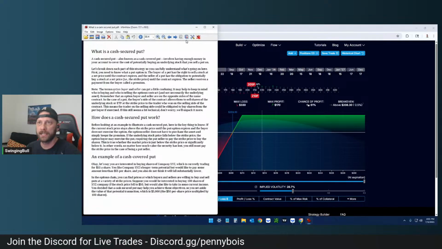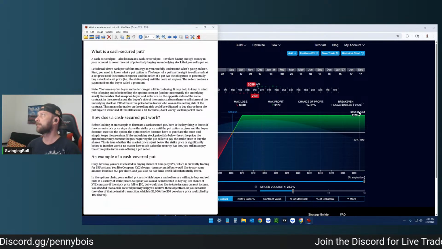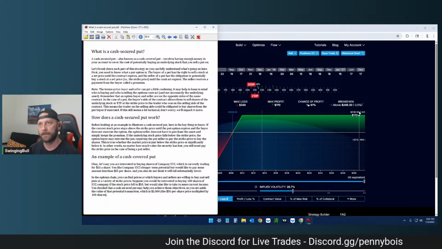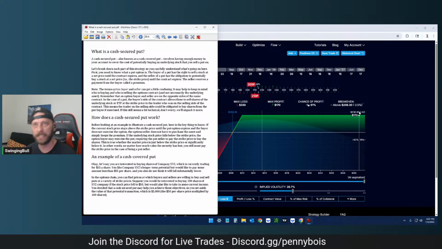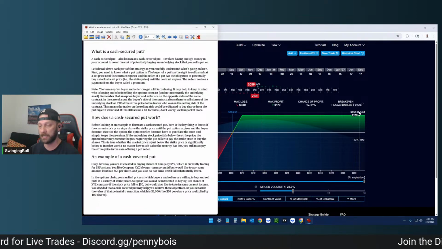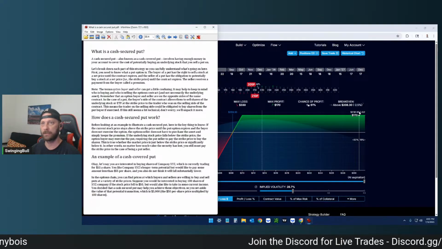So first, what's a cash secured put, right? People have heard that, and if you don't know what it is, they kind of wonder what it is. It's basically having enough money in your account to cover the cost of potentially buying an underlying stock that you sell a put on. So we can kind of break down the strategy.